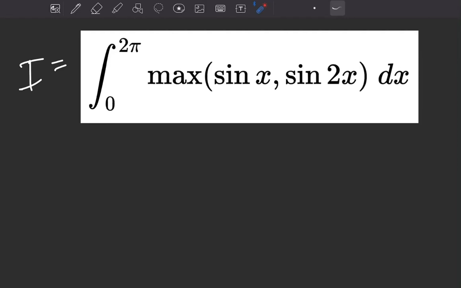Today we've got a nice integral. We've got the integral from 0 to 2 pi of the maximum of sine x and sine 2x. So the first step we need to do is figure out which one is greater at which point across the x-axis, whether it's sine x or sine 2x. So we can draw them quick and get an idea of what's going to be happening.